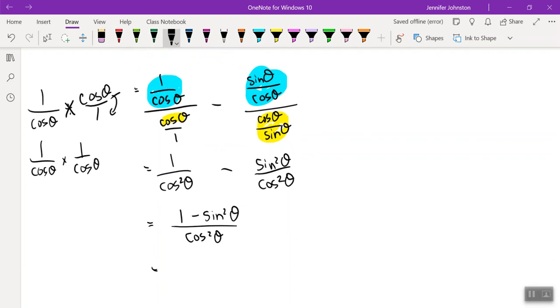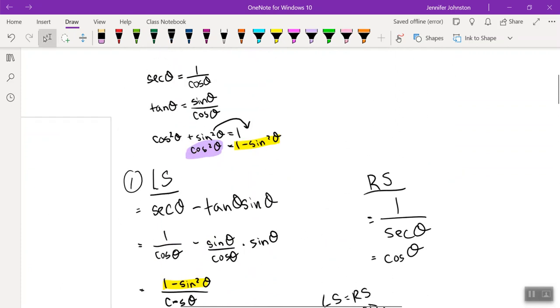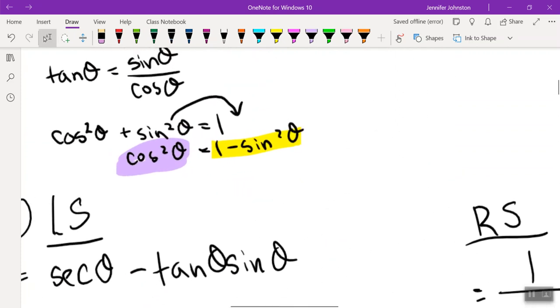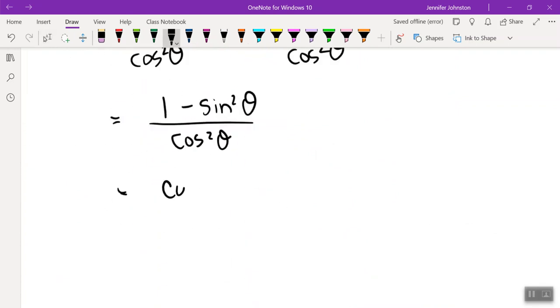Right, that 1 minus sine squared theta, we've written that before. That was way up here. 1 minus sine squared theta is cos squared theta, right? So we have cos squared theta divided by cos squared theta, and that is equal to 1. Left side equals right side.